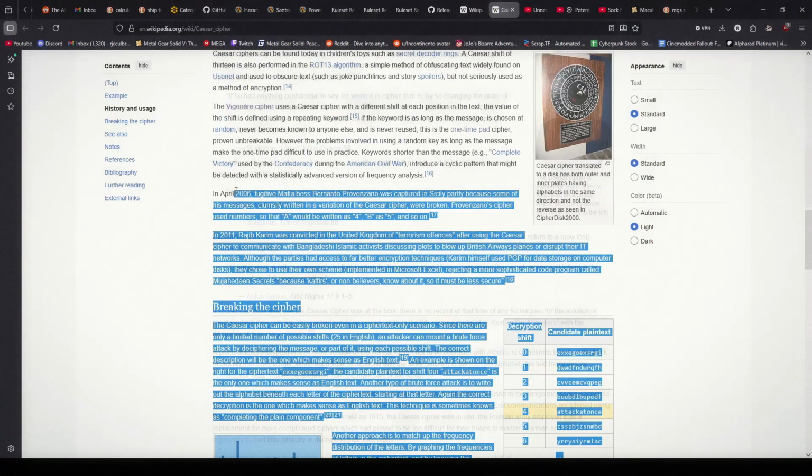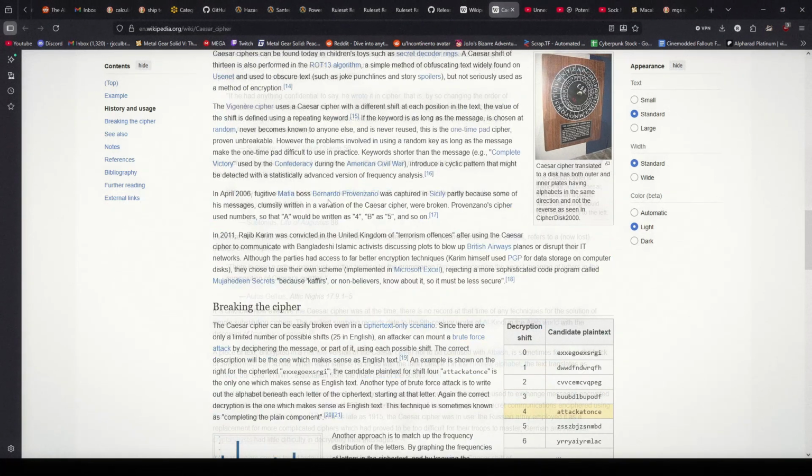In April 2006, fugitive mafia boss Bernardo Provenzano was captured in Sicily, partly because some of his messages, clumsily written in a variation of the Caesar cipher, were broken. Provenzano's cipher used numbers so that A would be written as 4, B as 5, and so on.